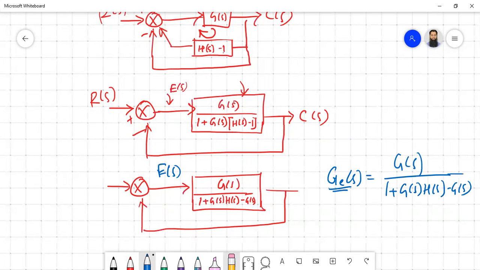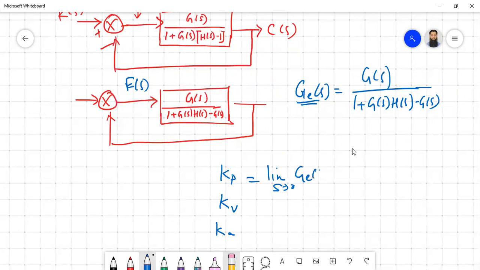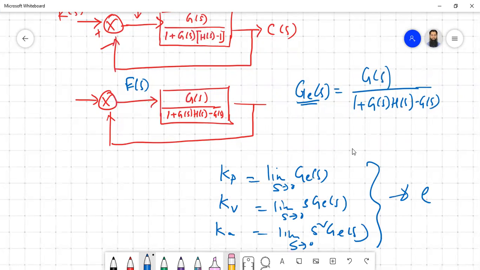Now, if we can find out the G equivalent S, then we can easily find the corresponding value of the static error constant, that is Kp, Kv or Ka, position, velocity or acceleration. Based on these values, it is limit S tends to zero of S G equivalent S, or limit S tends to zero of S squared G equivalent S. Using the same formula, we can easily find the steady state error for a non-unity feedback system.